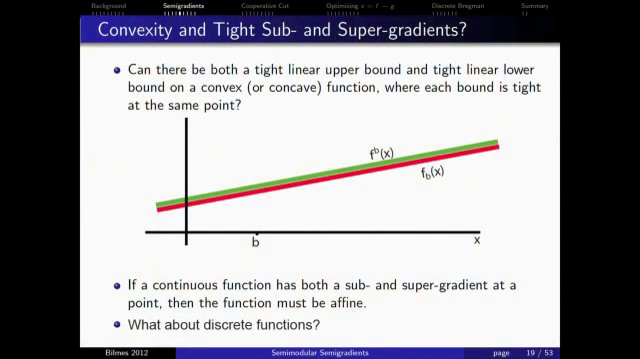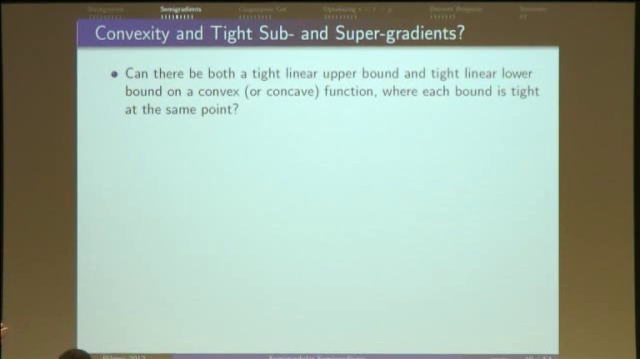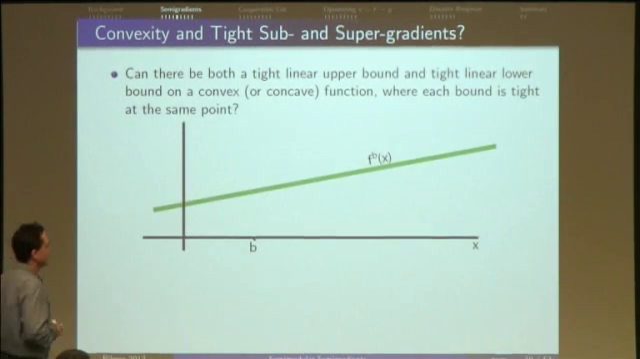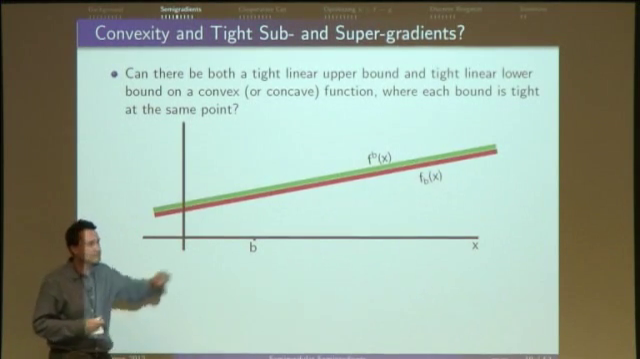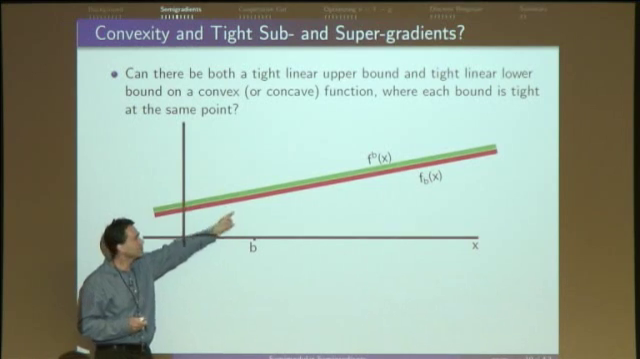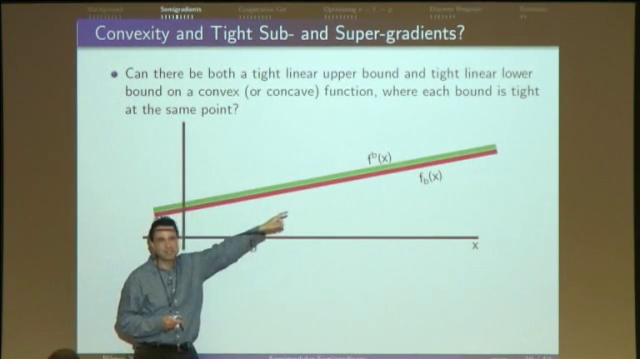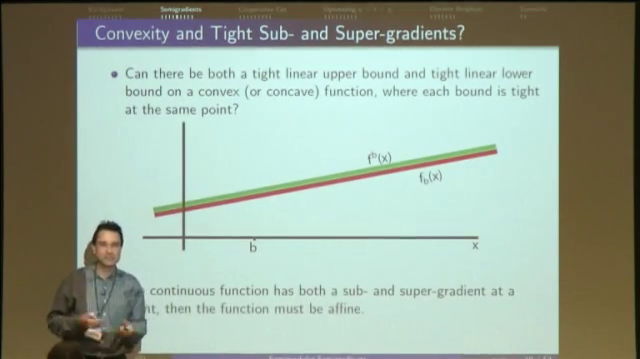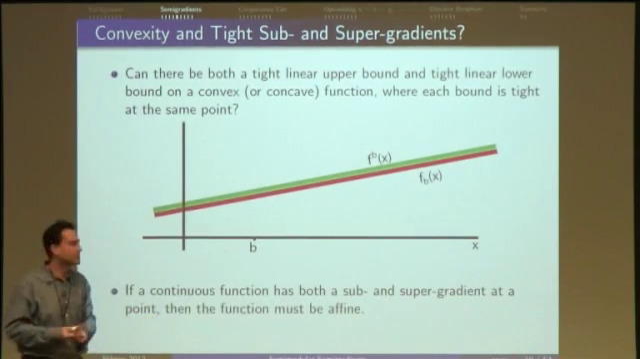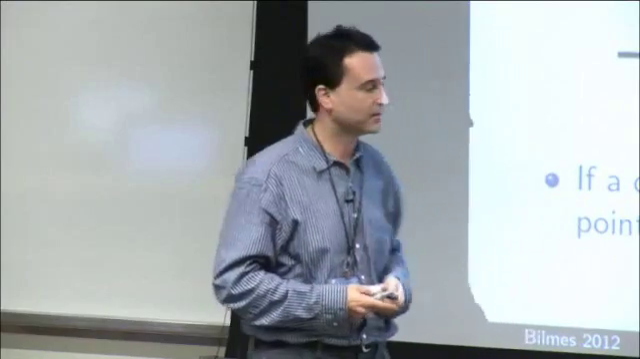Now, let's go back to the continuous world for a minute and ask the following question. Can there be both a tight upper and a tight linear lower bound on a convex or a concave, or for that matter, any continuous function? Let's think about it pictorially. Here's an upper bound, and here's a lower bound. If we have a tight linear upper bound and a tight linear lower bound, there's very little space between them to fit a function, other than, of course, an affine function. And so if you have a tight linear upper bound and a tight linear lower bound at any one point, you must have an affine function.